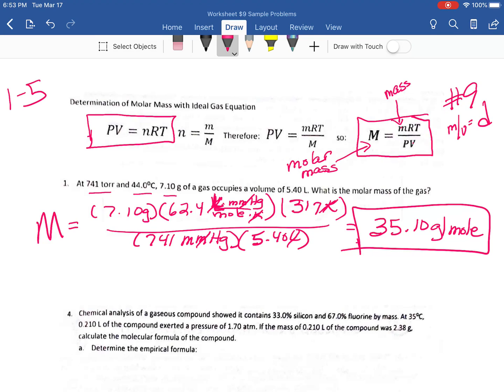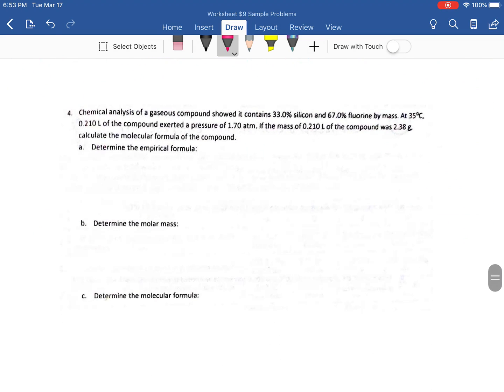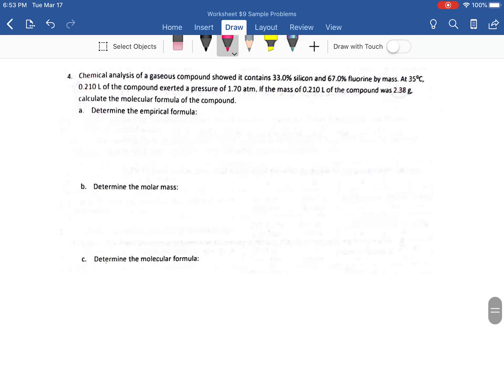And so that will be the same way that you solve problems 2 and problems 3. Let's look at problems 4 and 5 because they really will bring together a lot of what you know. This says that chemical analysis of a gaseous compound showed it contained 33% silicon and 67% fluorine by mass. And then at 35 degrees Celsius, 0.21 liters of the compound exerted a pressure. Good night. That is a lot of information. But it breaks it down.